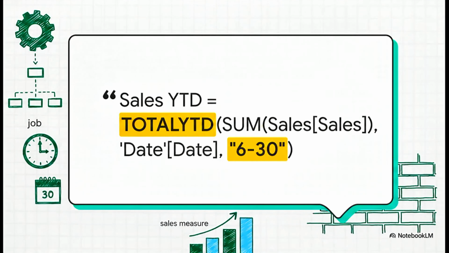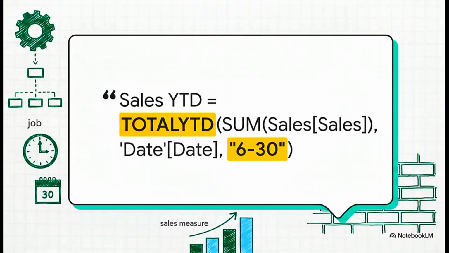And here it is, the actual DAX formula. It might look a little bit like code, but don't worry, it's actually pretty simple when you break it down. Every single piece in those parentheses has a really important job to do. So, let's pull it apart. Okay, so there are three main parts. First up, the expression. This is what we're calculating. In this case, we're summing up the sales column.